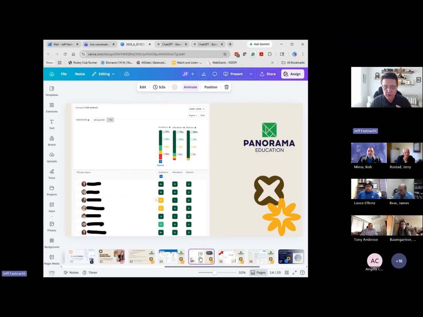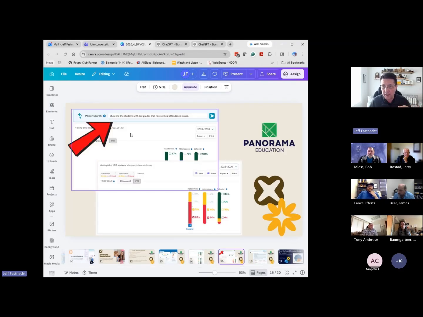I can rank it. So it becomes very much like a grade book, very traditional thinking like myself. You can see it all in one place. What I do like is you can now ask it a question. Show me the students that have low grades in this area that have critical attendance issues, and the AI client that's built in will do it for you. It'll put them in groups. It'll put them in instructional groups.